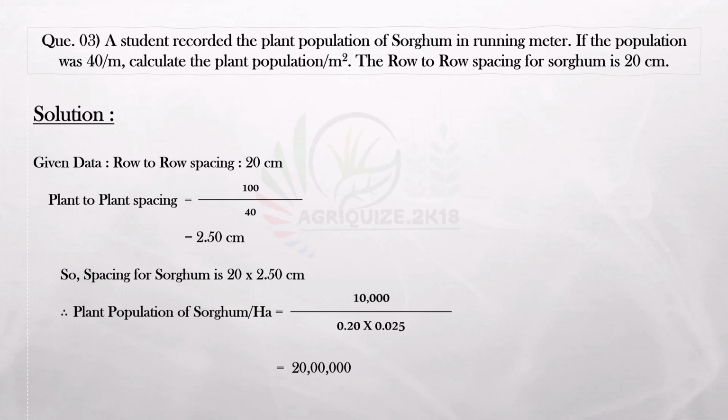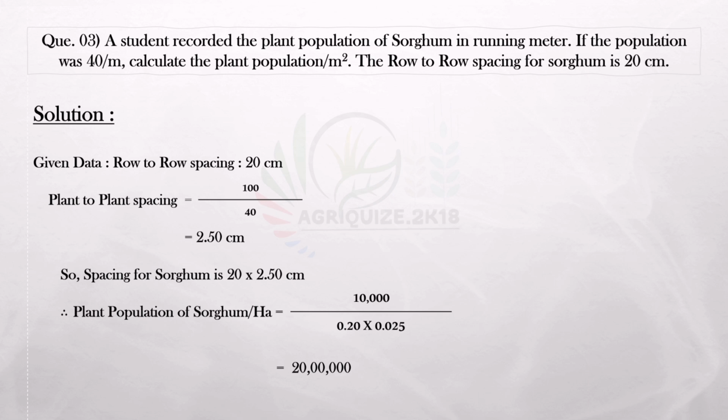A student recorded the plant population of sorghum in running meter. If the population was 40 plants per meter, calculate the plant population per hectare. It is also given that the row-to-row spacing for sorghum is 20 centimeters. So, here we get row-to-row spacing is 20 centimeters. Now, we have to find plant-to-plant spacing. It is given that there are 40 plants in 1 running meter, that is, in 100 centimeters. So, dividing 100 by 40, we get 2.5.